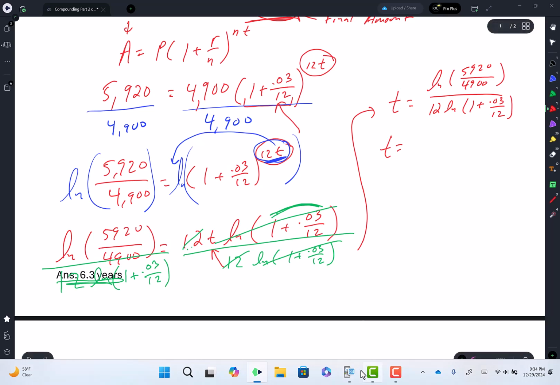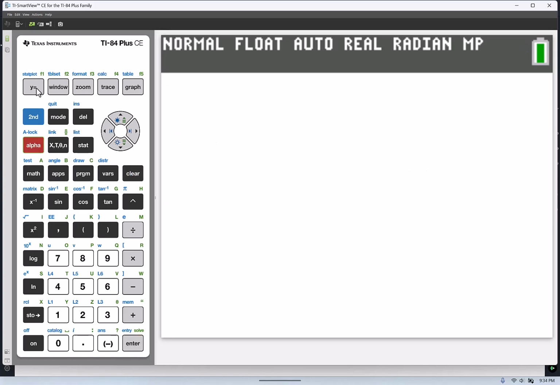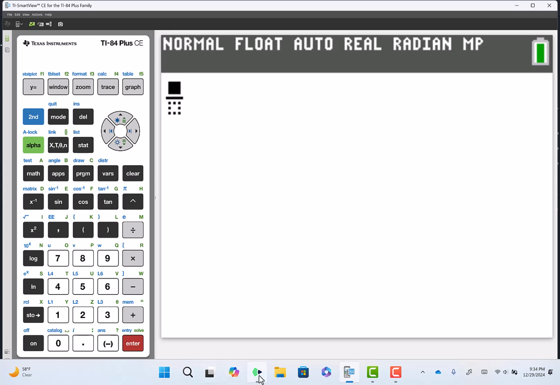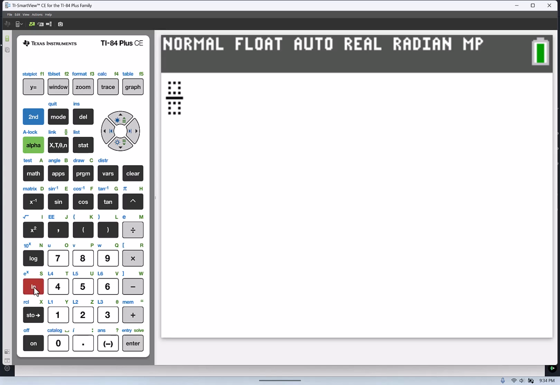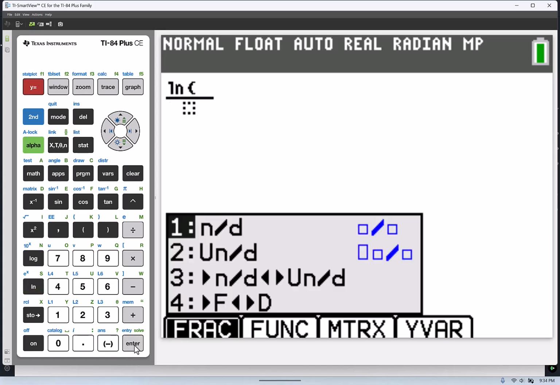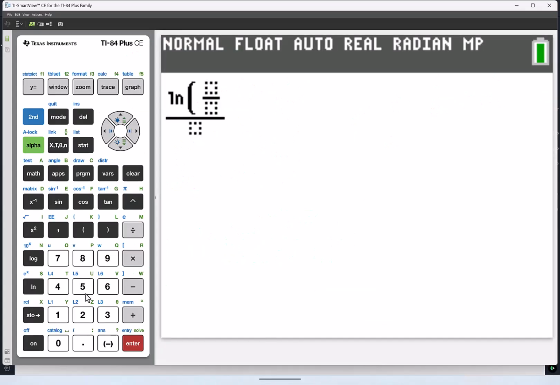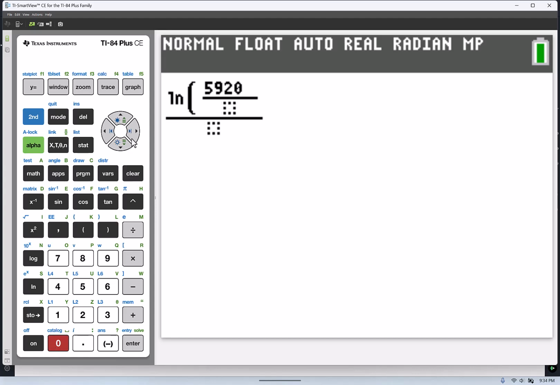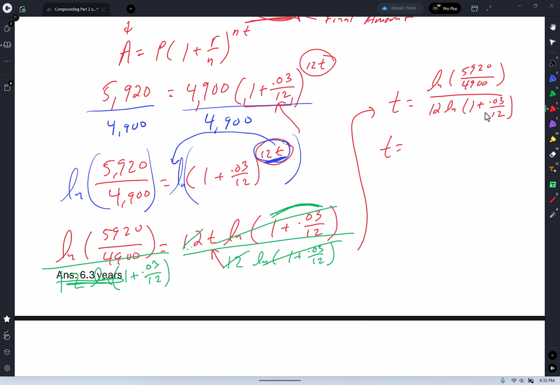I'm going to take my calculator, guys, and just type that in. I'm going to make the fraction feature first, and here we go. I'm going to type in ln of that. So ln. And then I'm going to use the fraction feature again, and put 5920 in the numerator, 5920, and I believe it was 4900. There it is. And I'm dividing by 12 ln of that.